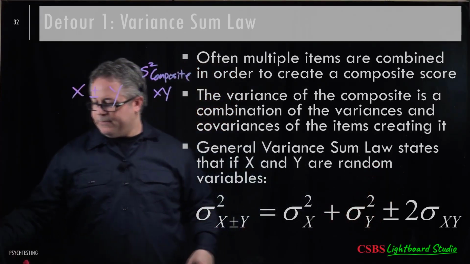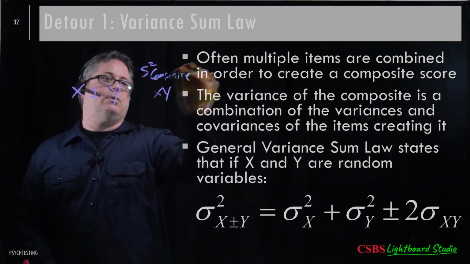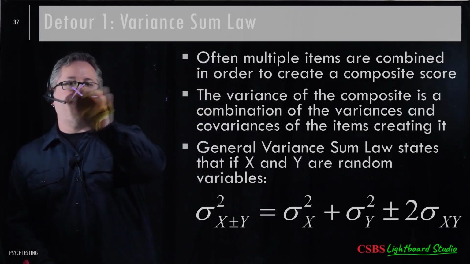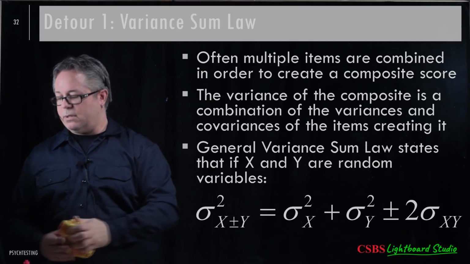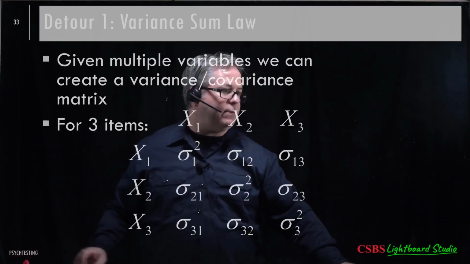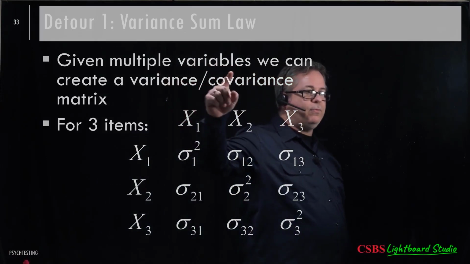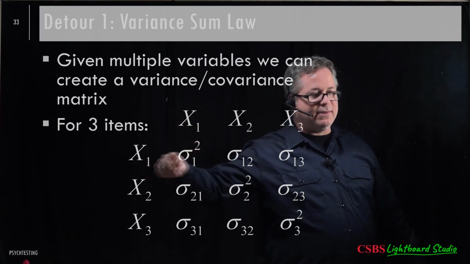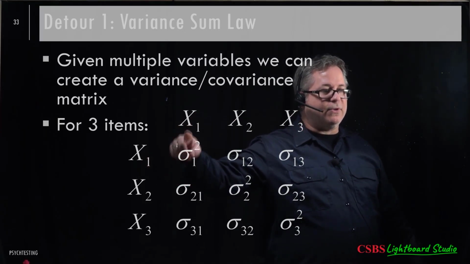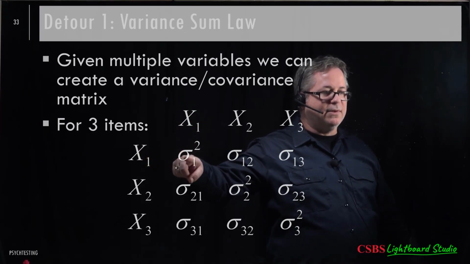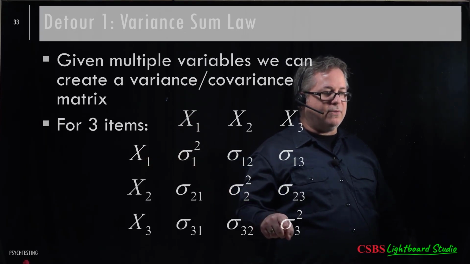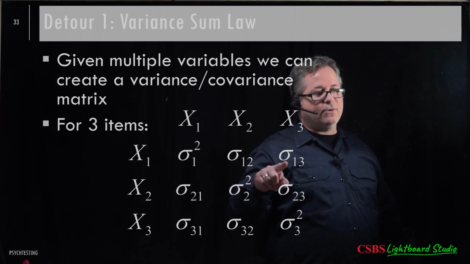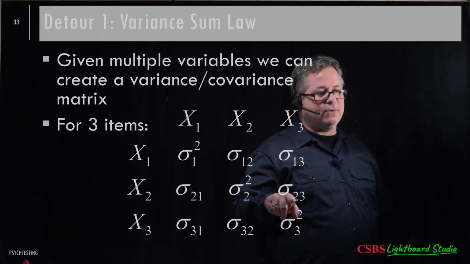What that really does is allow us to look at variance and covariance matrices, like we talked about a little bit before. We can actually look at a variance covariance matrix like this. Given multiple variables, we can create a variance covariance matrix. Down the center, this is X and X, so this is the variance of X, because the covariance between X and itself is just the variance of X. This is the variance of X2. This is the variance of X3. And then on the off diagonals, I have the covariance between X2 and X1, the covariance between X1 and X3, and the covariance between X2 and X3.